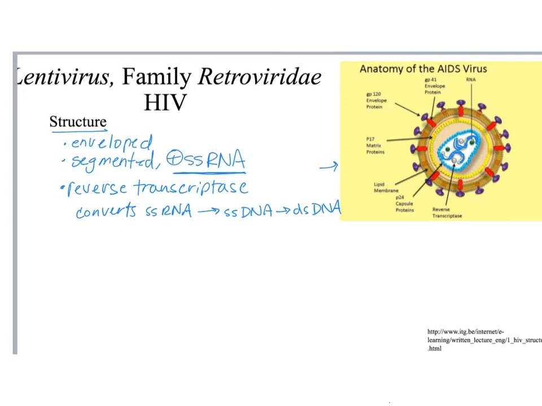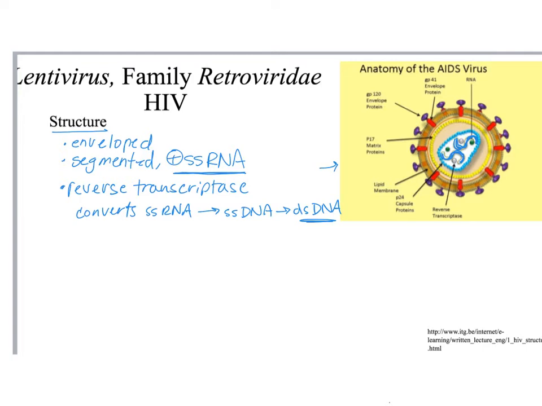This goes against our central dogma of the way that information is passed through the cell. There's no other life other than a few viruses that do this, that make DNA from RNA. But the advantage of this, now that it has the double-stranded DNA, is that it enables HIV to integrate itself into the host chromosome. Right, so then it stays there basically forever in a latent state until it reactivates.